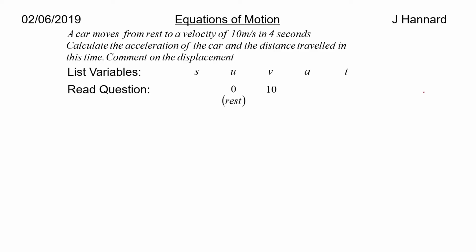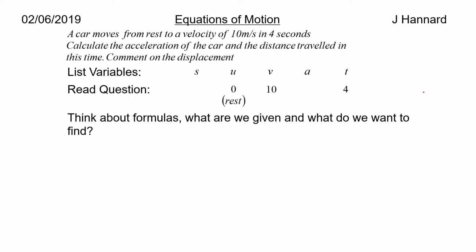We're then told in 4 seconds, so that must be the time. So there you go, we've got 3 things. We want to calculate the acceleration of the car and the distance travelled in this time. So they are the 2 things that we want to know. So think about the formulas. What are we given and what do we want to find?